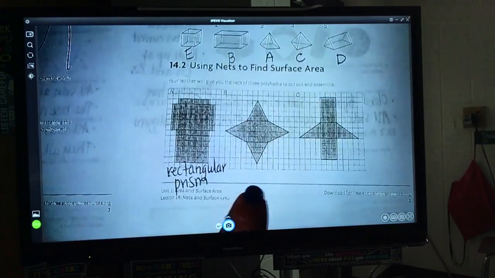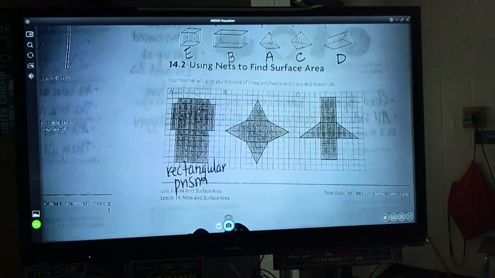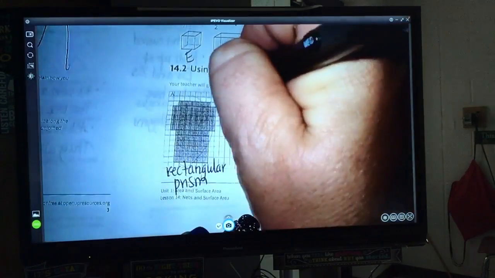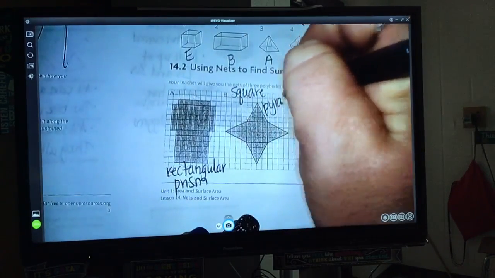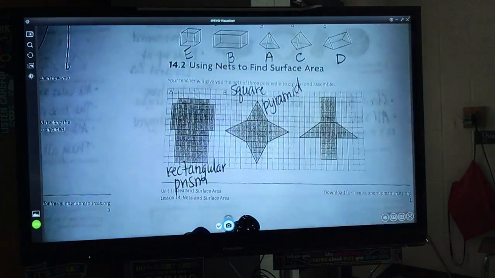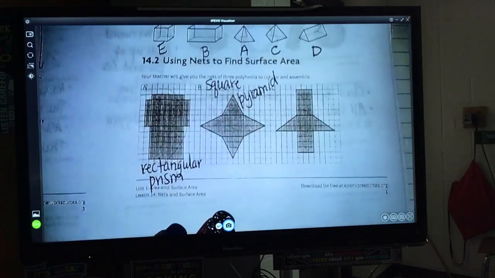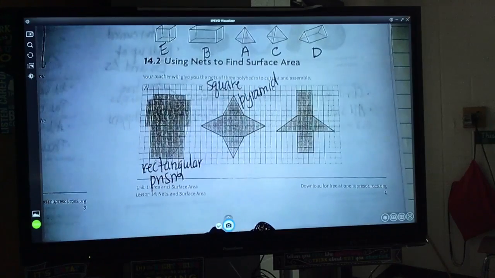All right, B. What is B? Look at B. What do you think, Jakai? Yes, ma'am. This is a square pyramid. And C. Be careful with this one. Be careful. What do we think? All right, Anna? Rectangular prism.